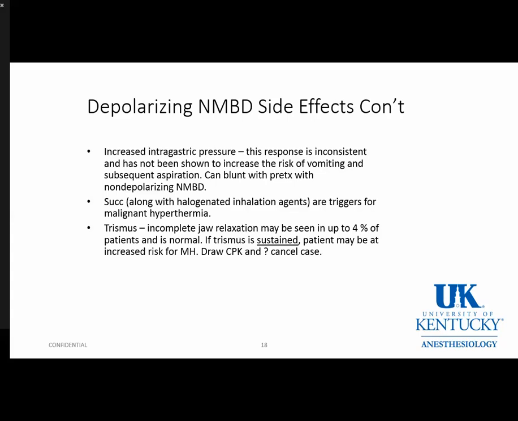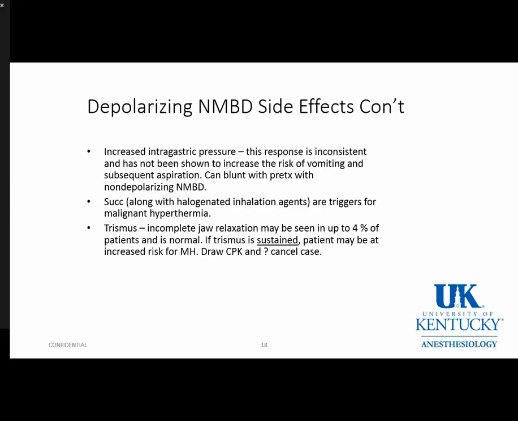Depolarizing side effects, again, still we've got increased intragastric pressure. This response is inconsistent and has not been shown to increase the risk of vomiting and subsequent aspiration. There's probably increased intragastric pressure, but also some increased pressure in smooth muscle in the esophagus above the sphincter, so they may be offsetting. This can be blunted again with pretreatment of a non-depolarizing NMBD.